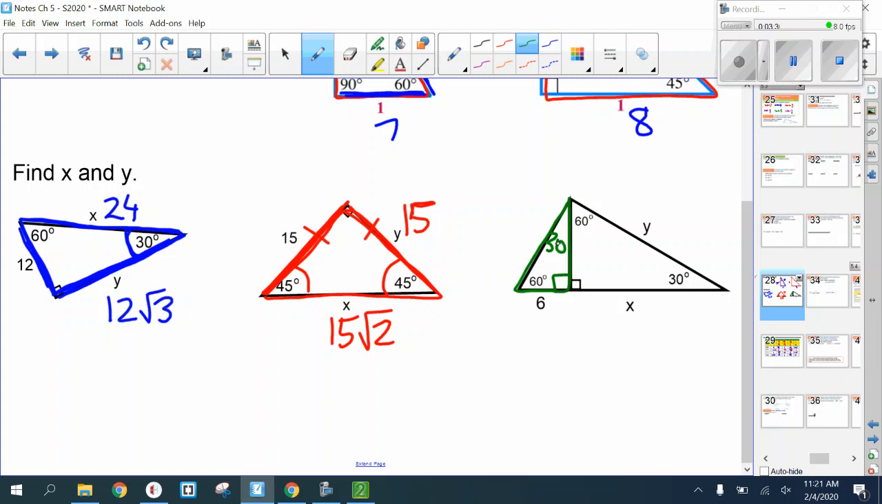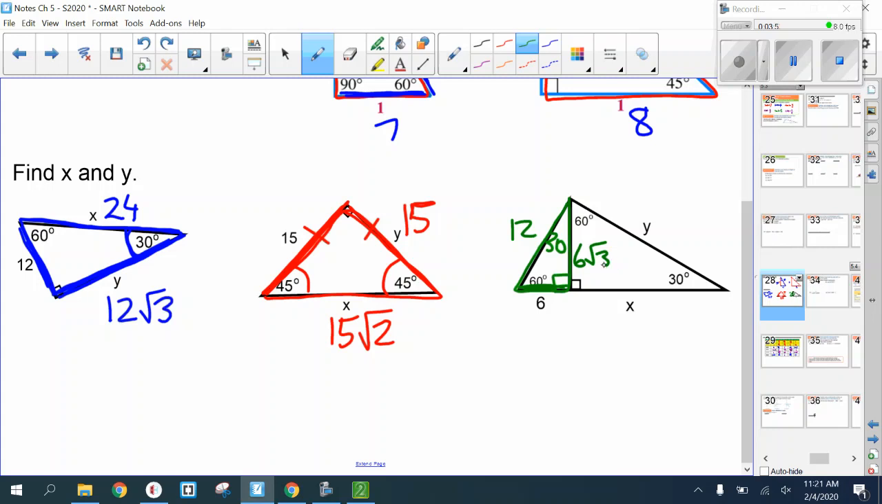Not only that, 6 is the smallest side. So if I know that's 6, then I would know this hypotenuse is 12, and this long leg would be, not 12, this is 12. This is 6 times the square root of 3. It's always the short leg times the square root of 3. So I've got my 1, 2, 3 pattern going on.